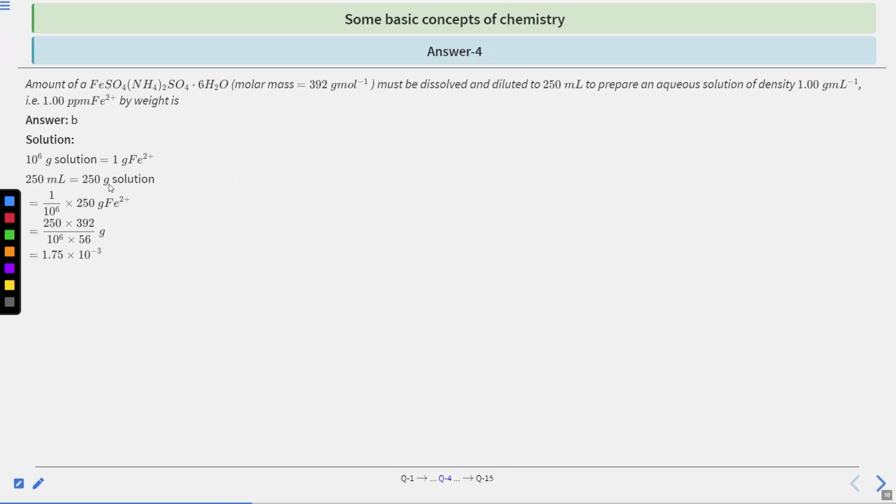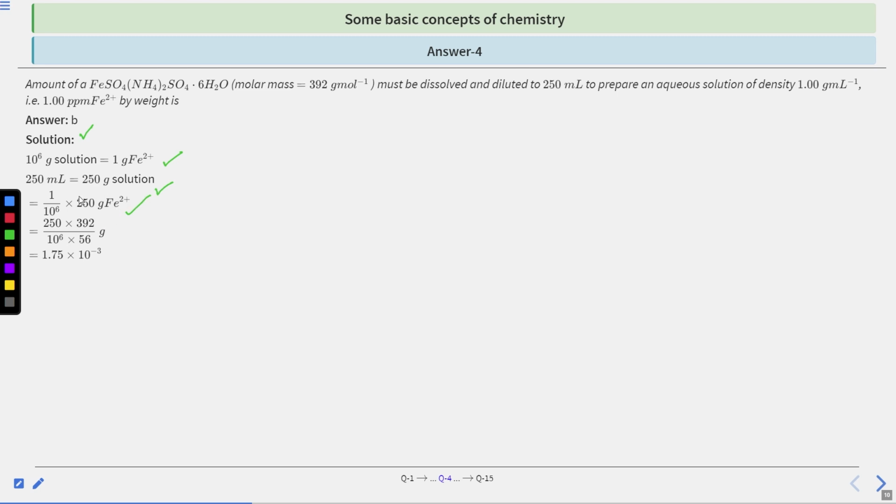Okay, so the correct option will be B. How? 10 to the power 6 gram of solution will contain 1 gram of Fe2+. So we convert the 1 ppm Fe2+ into grams, and 250 ml will be equal to 250 gram of solution, which we can write as 1 by 10 to the power 6 multiplied by 250 gram of Fe2+, right?